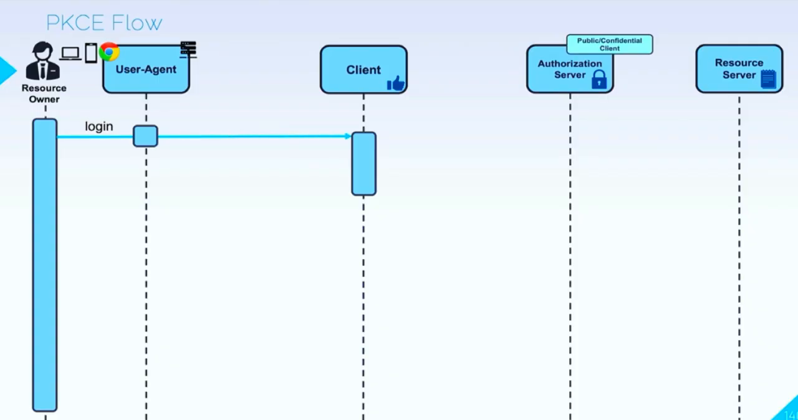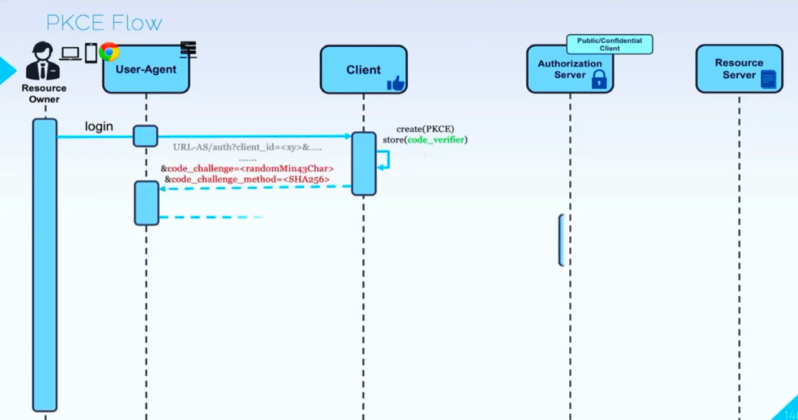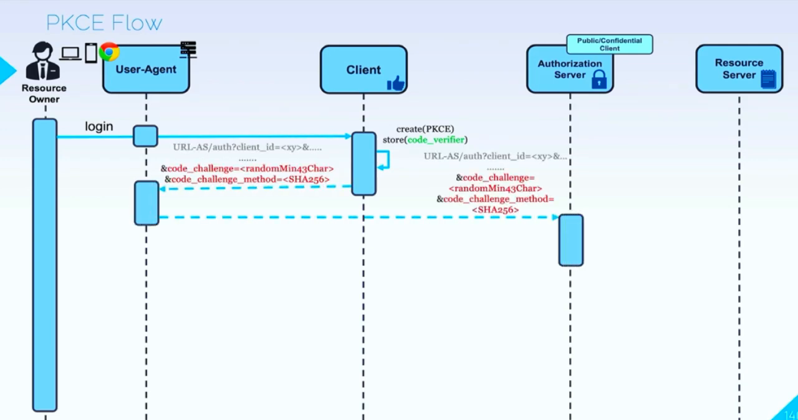The resource owner initiates the flow by attempting to log in or granting permission to the client for accessing the resources. The client generates a PKCE, which includes the code verifier and code challenge. It stores the code verifier locally in memory or another secure location. The client then redirects the resource owner to the authorization server's authorize endpoint, similar to the standard authorization code flow.